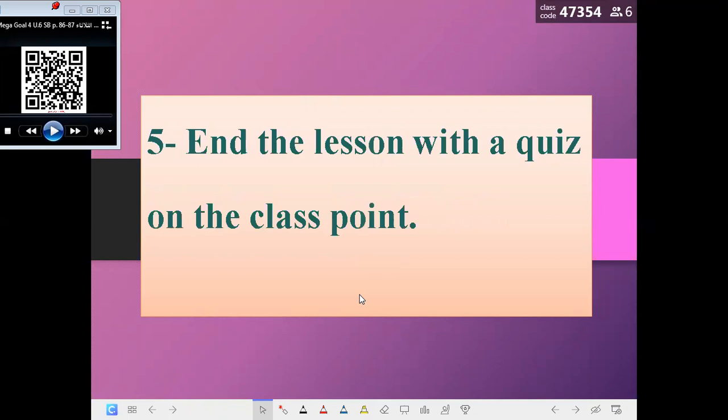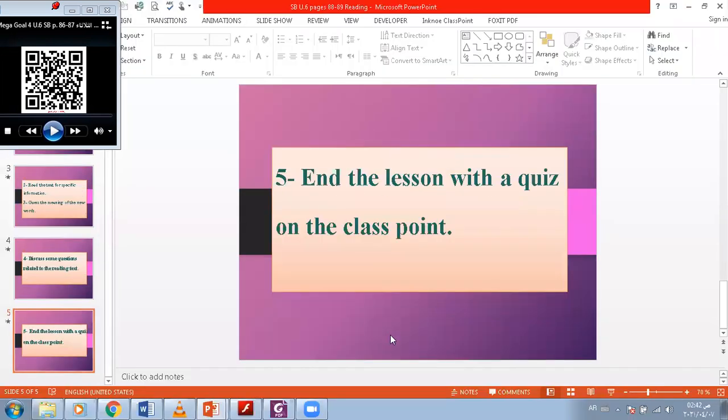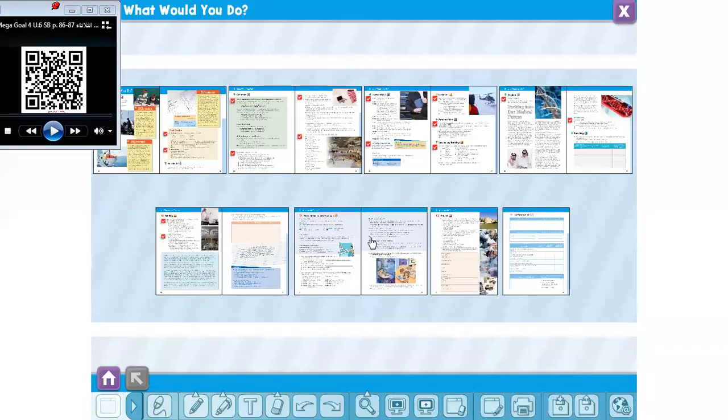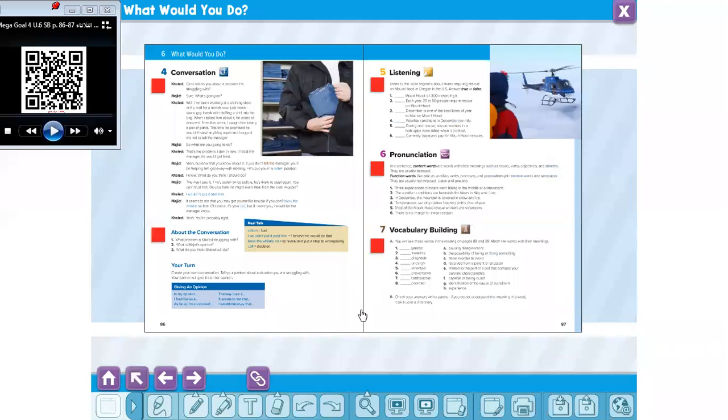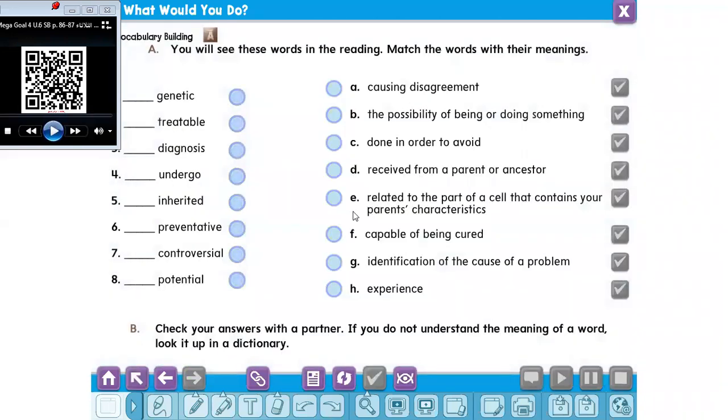So, my dear students, I want you to open your book on page 87 at first to check the homework. Okay, let's go there. As you see here on exercise A, exercise number 7A, page 87, I told you to look carefully at these words and know the meaning of them, and I told you to match them with their meanings.